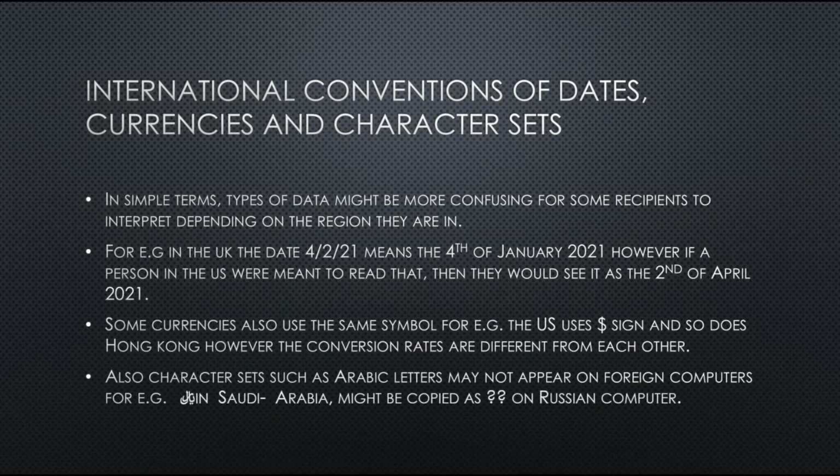Finally, international conventions of dates, currencies, and character sets. So in simple terms, types of data might be more confusing for some recipients to interpret depending on the region they are in. For example, in the UK, the date 4/2/21 means the 4th of February 2021. However, if a person in the US were to read that, they would see it as the 2nd of April 2021.